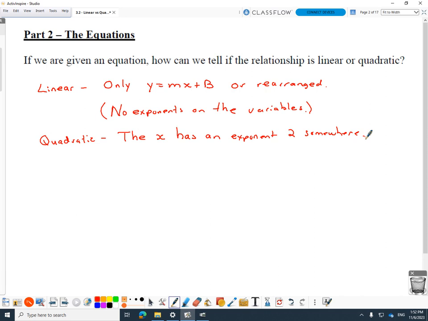Let's look on the boards here. This was all from the math help room today. Oh, look over here. Do you see this one up here? It says 2x squared minus 5x minus 3. That one's a quadratic because it's got an exponent 2 on the x somewhere.